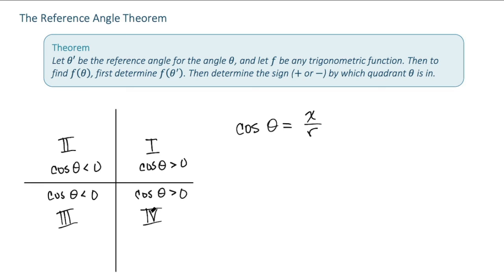So you can do this process for any trigonometric function by looking at the x and or y, the signs, and what that would give you in each of the quadrants.